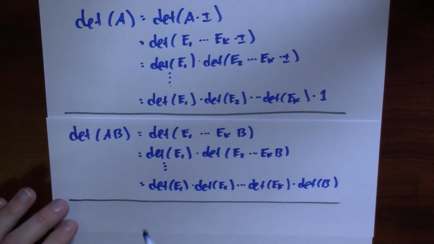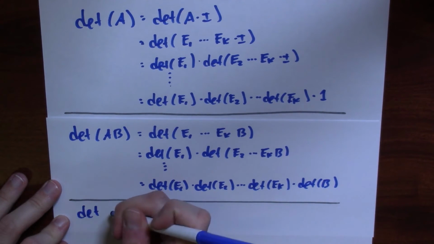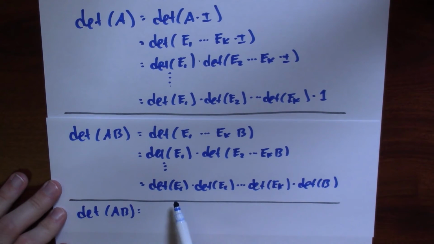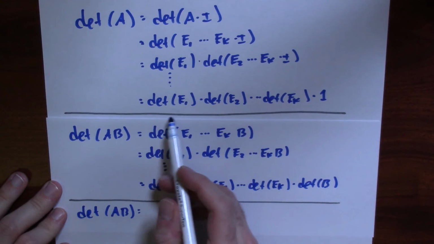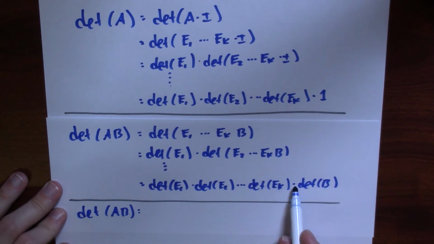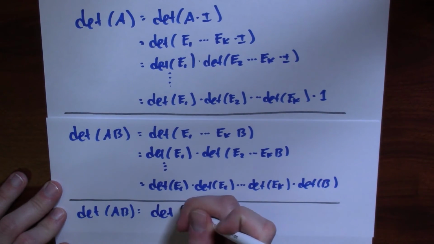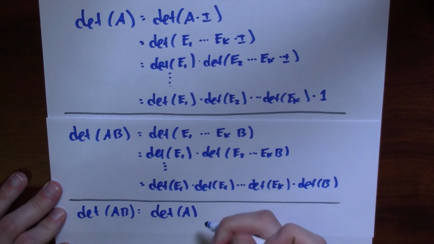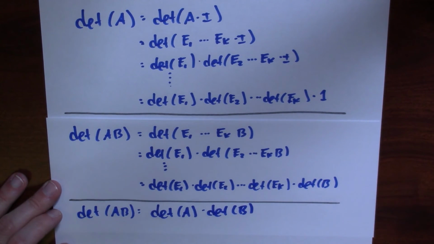Now we're going to put this together. What do we get? I've got the determinant of AB. It's equal to the determinant of all these elementary matrices multiplied together, but that is the determinant of A. So this product of the determinants of these elementary matrices I can just replace with the determinant of A, and what's left over is the determinant of B. So, assuming that the determinant of A is non-zero, we've shown that the determinant of AB is the determinant of A times the determinant of B. And that means in either case, the determinant is multiplicative.